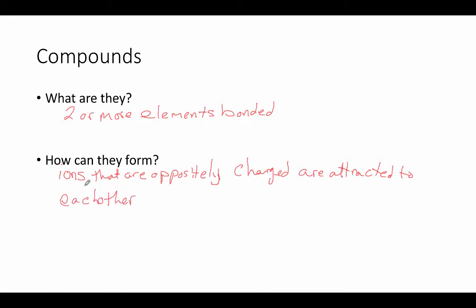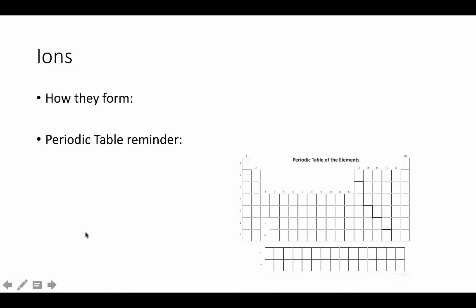So ionic compounds are made of ions that are oppositely charged, and because those ions are oppositely charged, they're attracted to each other. So an ion is an atom that has lost or gained electrons, and therefore is charged because its protons and electrons no longer balance and cancel each other. So how do these form?